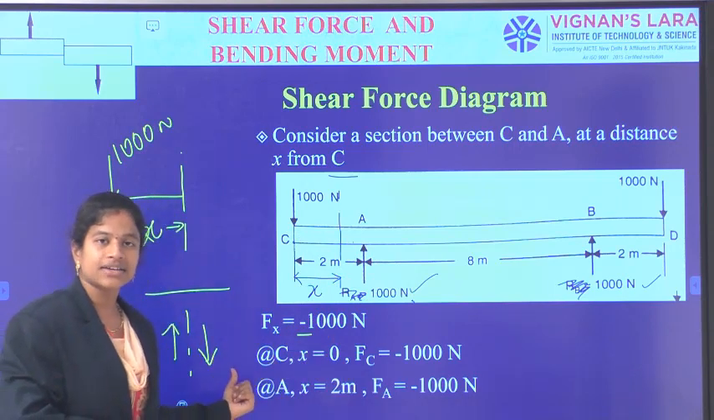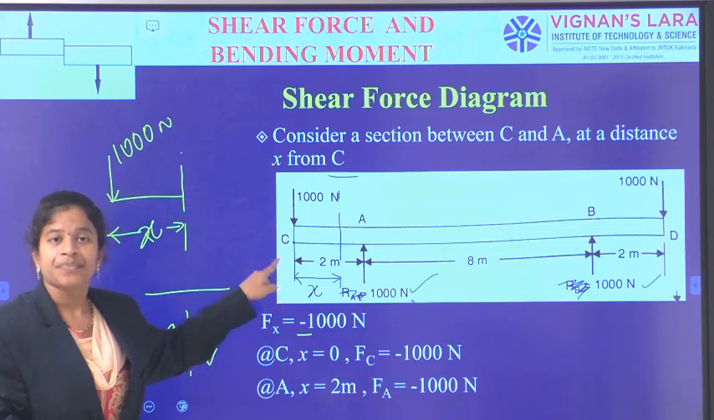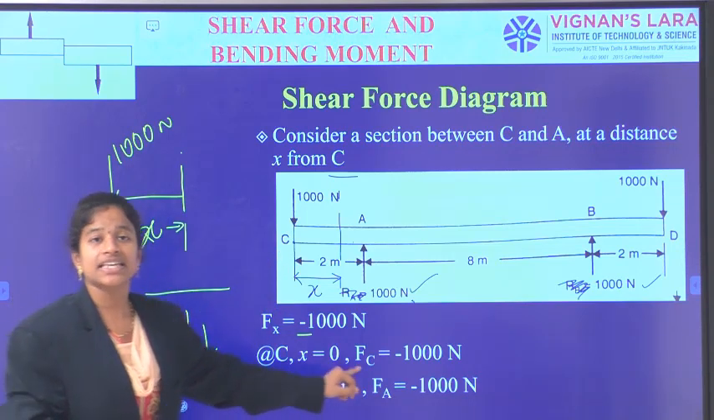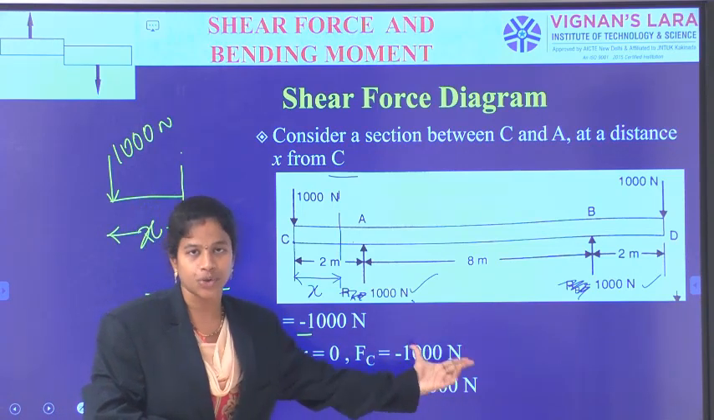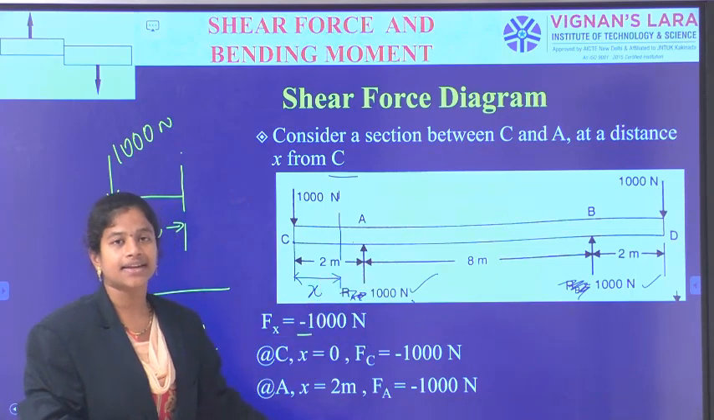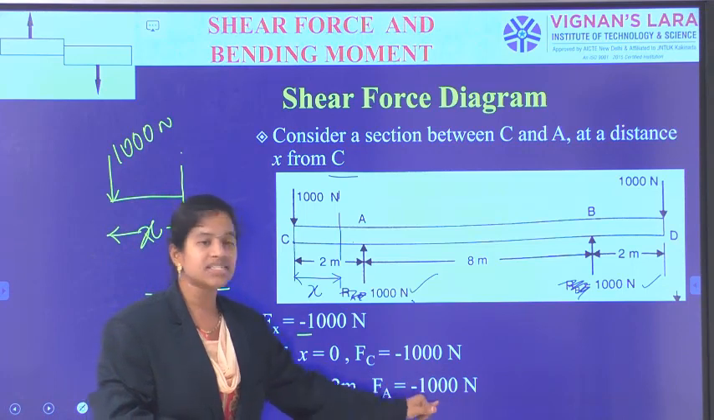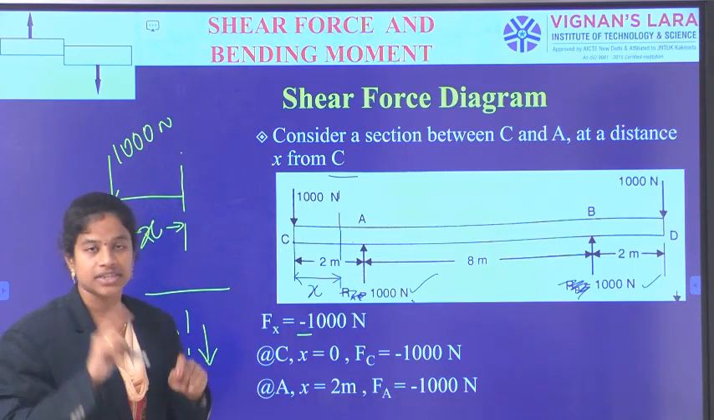Now at x is equal to 0. X is equal to 0 means as I am measuring from C, so x is equal to 0 is indicating C. So at C, x is equal to 0, which is indicating Fc is equal to minus 1000 newtons. And when x is equal to 2 meters, which is indicating A location, the corresponding Fa is equal to minus 1000 newtons. In this way, we have got the shear force at C and shear force at A.